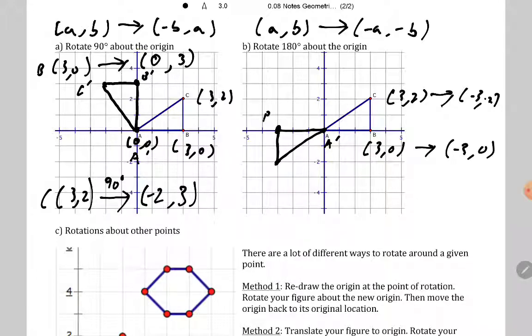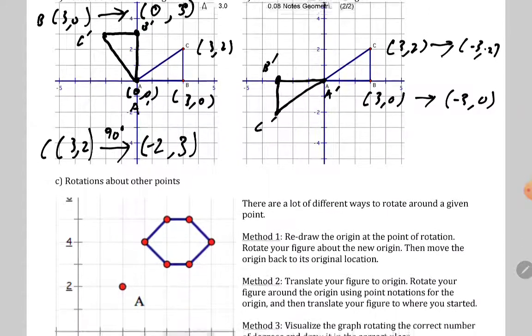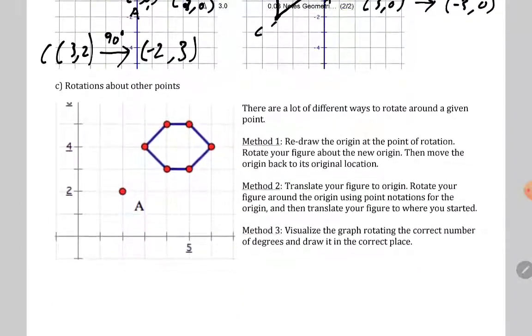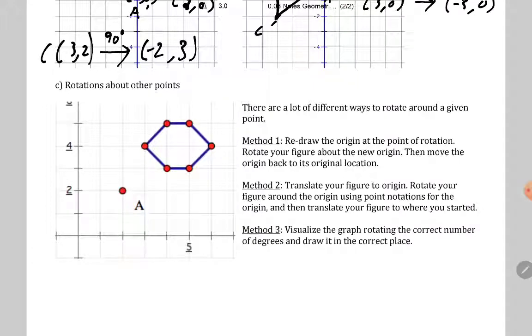A prime, B prime, C prime. So yeah, that's what happens when you rotate 180 degrees. Okay. So when you're rotating about other points, let's say point A.